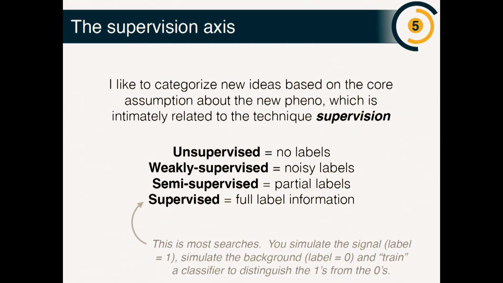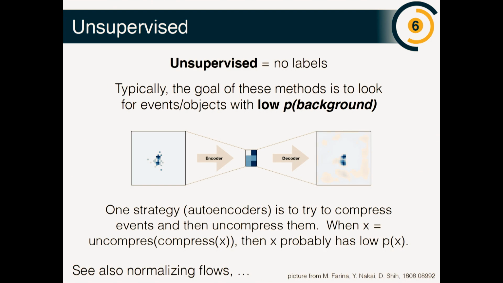The weakly supervised and semi-supervised, whether it's noisy or partial labels, or somewhere in between, there's a whole spectrum of tools, and not everyone agrees on the nomenclature. Okay, so unsupervised, really here I have no labels, and typically the methods developed to do unsupervised anomaly detection are looking for events or objects that have a low likelihood. So under the null hypothesis, the background-only hypothesis, you have some density and they have a low probability of being like the background. And there are a number of different strategies for doing this.